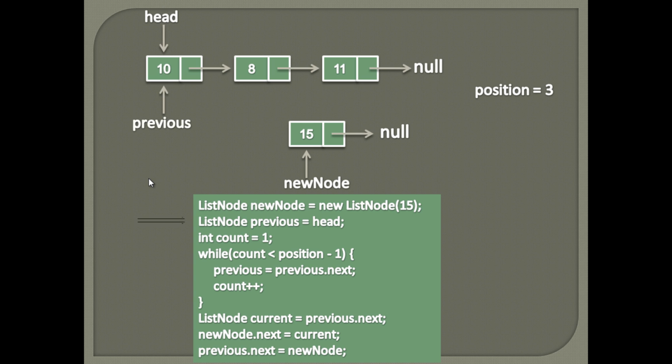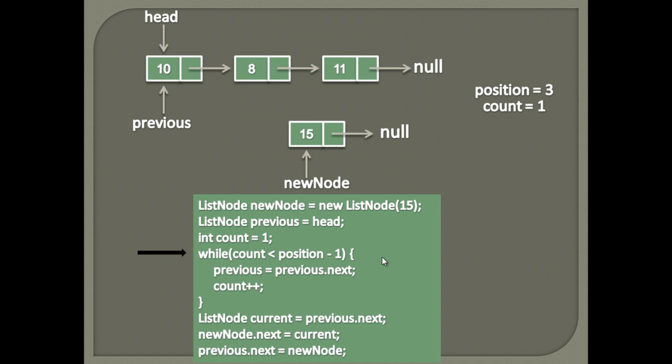Moving further. In order to keep track of number of nodes traversed, we create a count variable, and initialize it to 1. It is because first node is already traversed by previous node. Moving further. Next step is to execute few steps in a while loop. The while loop executes till previous node traverses to a node, which is just before position node. The condition used is, count should be less than position -1.